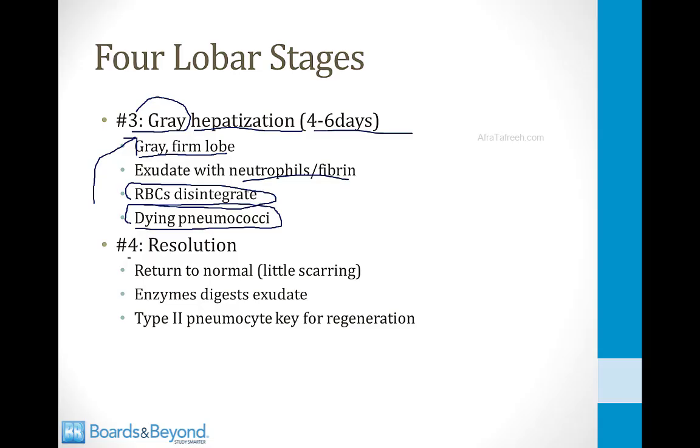Finally, you reach the fourth stage called resolution, and this is where the lung returns to normal. And the lung has a tremendous regenerative capacity. It often goes back to normal after pneumonia with very little scarring. There are enzymes which will digest the exudate, and then this is very high yield to know: the type 2 pneumocytes will regenerate the lung. These are the cells that can regenerate lung tissue after pneumonia.